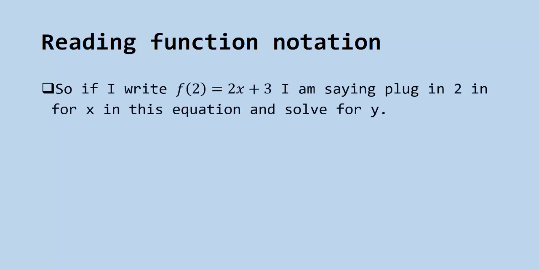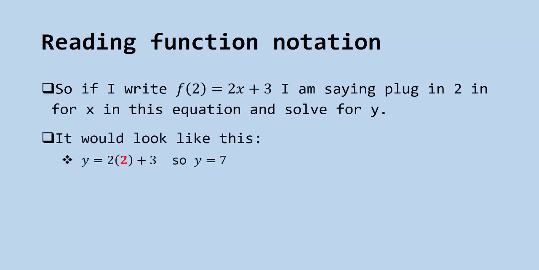Let's talk about reading function notation. So if I write f of 2 equals 2x plus 3, I am saying plug in 2 in for x in this equation and then solve for y. It would look like this. Y is equal to 2 times 2. The red 2 replaces the x in the original equation. Add 3, so y simplifies to be 7.